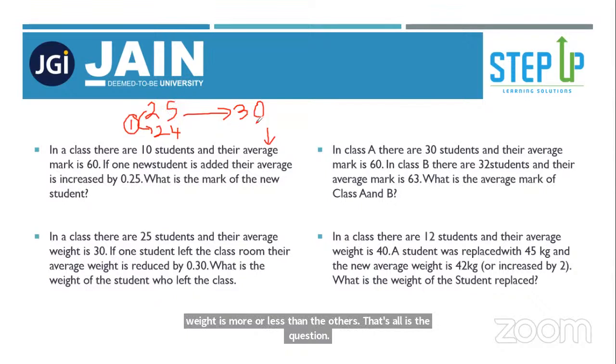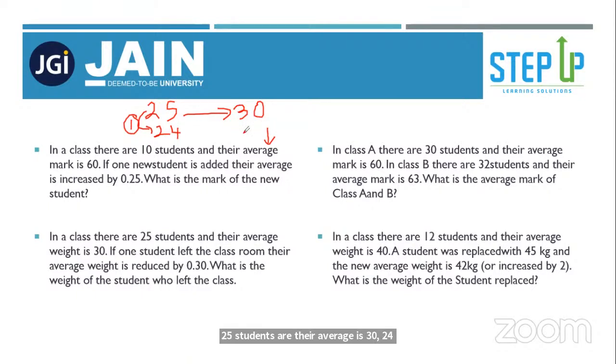25 students are there, their average is 30. With 24 students, when that one student left, their average came down by 0.30. Okay, that student who left, his weight is more or less than the others? Is my question clear? If that one student left, the average is coming down. That means the student who left, his weight is more or less than the others.